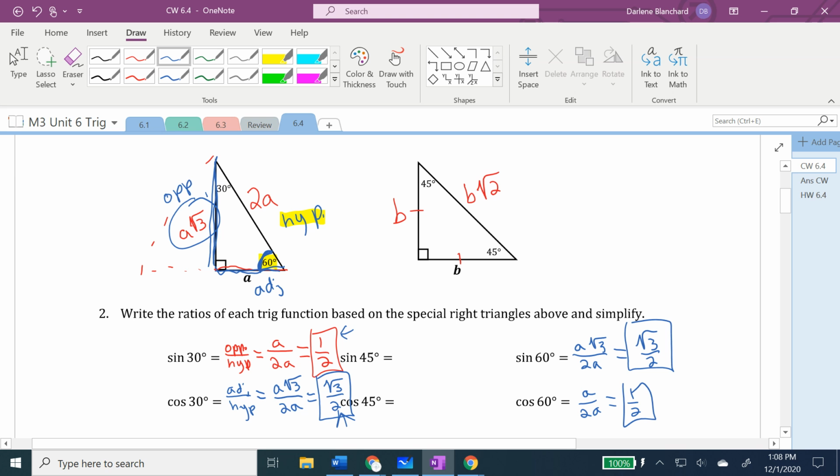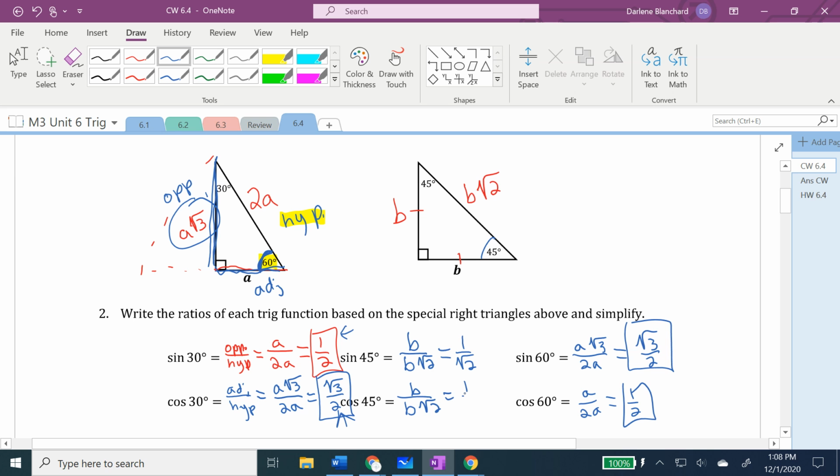Now we're going to do the 45-degree angles, and it's going to go fast. Pick either angle, doesn't matter which one. Opposite over hypotenuse for sine is going to be B over B root 2. That simplifies to 1 over root 2. And do you see that cosine is going to give you exactly the same thing because opposite and adjacent happen to be the same length.